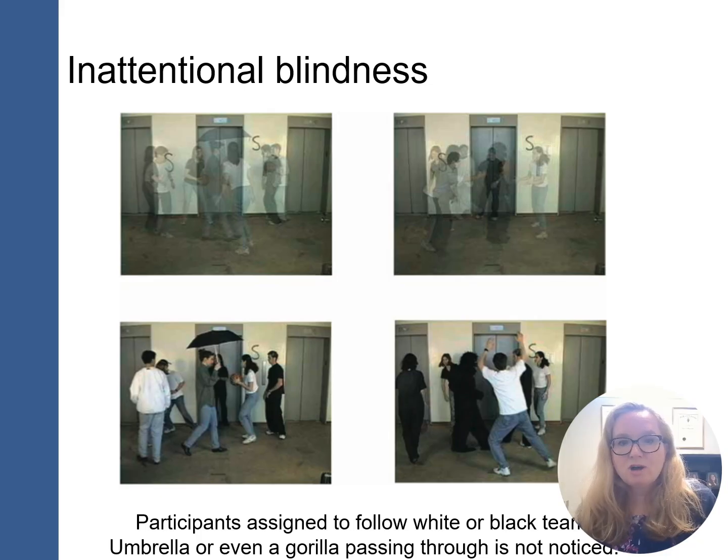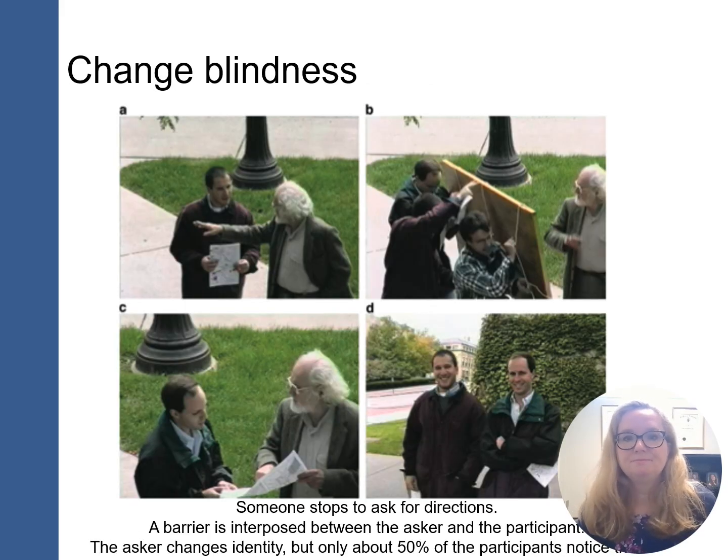So imagine that you're watching a scenario and you're counting a white or black team passing a ball, and then you have somebody walk through with an umbrella, or even more crazy, you have someone walk through in a gorilla suit. If the person is counting the balls, even though this really strange, unexpected event happened, like someone walking through in a gorilla suit or carrying an umbrella, you ask them if anything unexpected happened, they just said no, never even saw it.